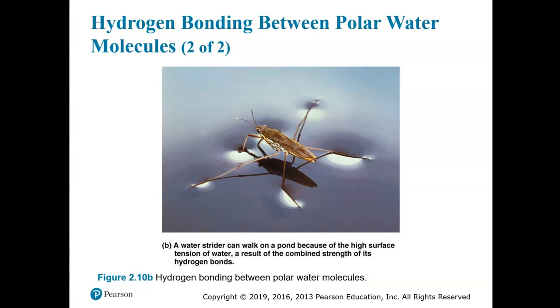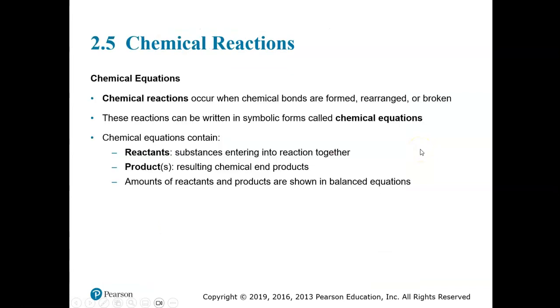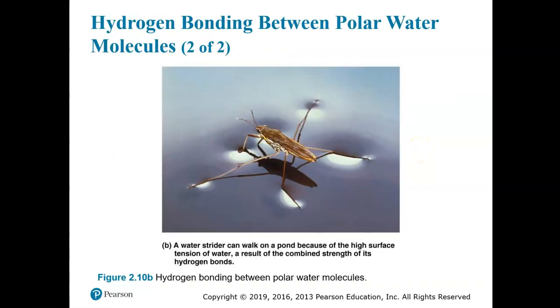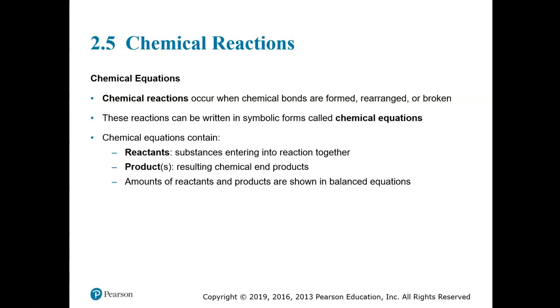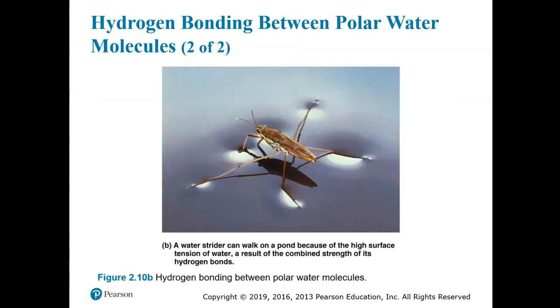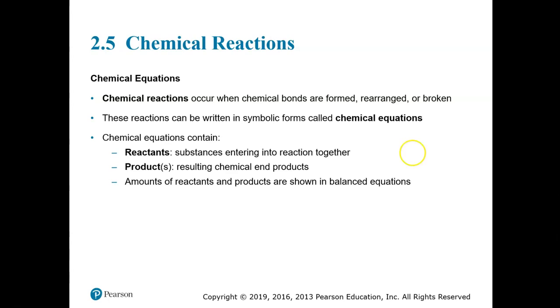And hydrogen bonding explains, for example, insects that can walk on the surface of a body of water. And there are other chemical properties of water as well that are important, such as cohesion and adhesion. The fact that ice floats on liquid water is usually not the case. The solid form of a substance typically sinks in the liquid form. So there are different properties of water, but we're going to move on to section 2.5, chemical reactions.